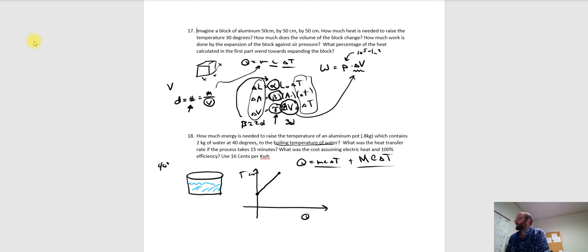Let's see, what is the heat transfer rate if the process takes 15 minutes? So just take that heat total and divide by the 15 minutes, right? And you're going to get a number with units of joules per minute, which is perfectly acceptable. It doesn't actually specifically say. Let's see, what is the cost, electrical cost, assuming 100% efficiency and 16 cents per kilowatt hour?